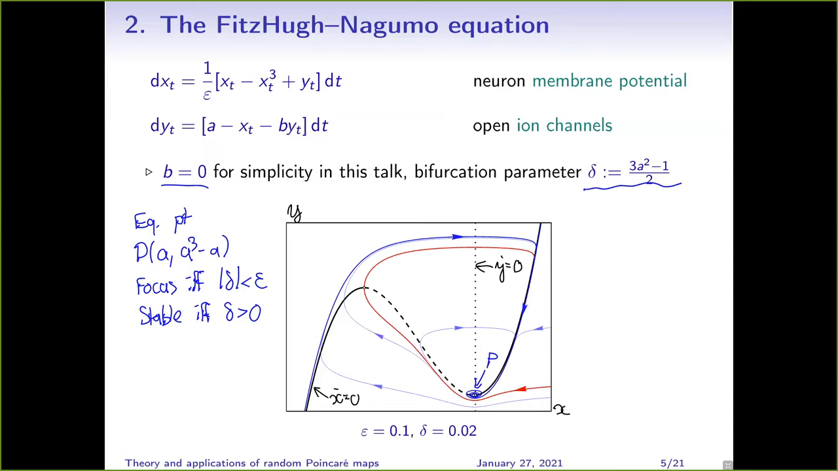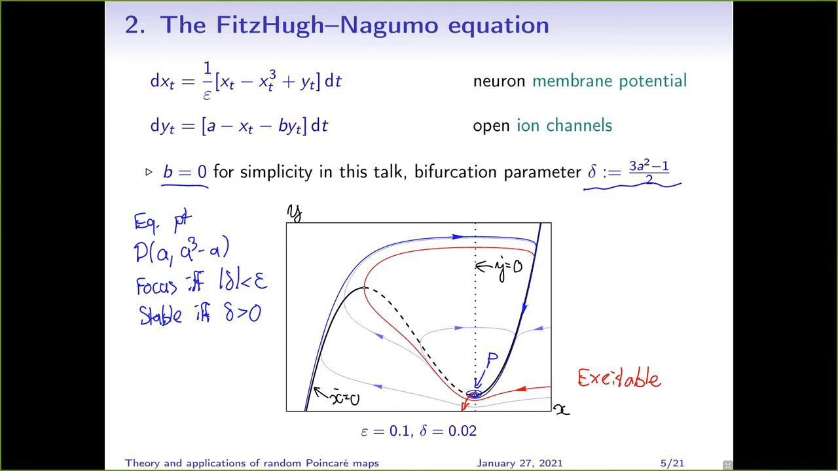But what's interesting about this model is that if delta is positive but small, the system is what you call excitable, which means that small perturbations can bring you from your stable point P to the other side of this separatrix, and then you have a big excursion corresponding to a spike.